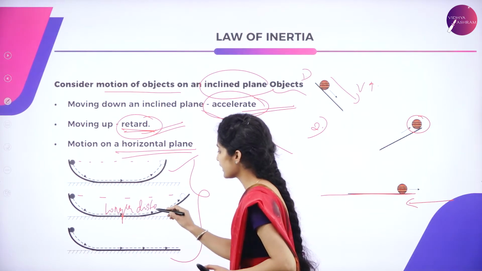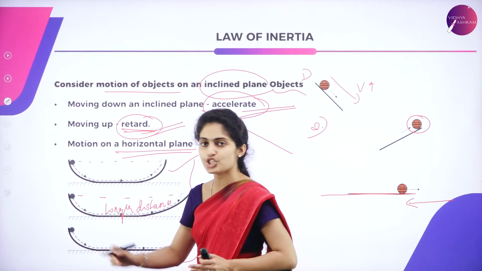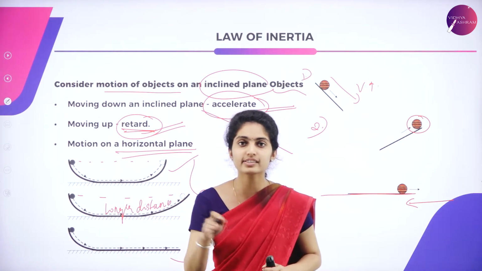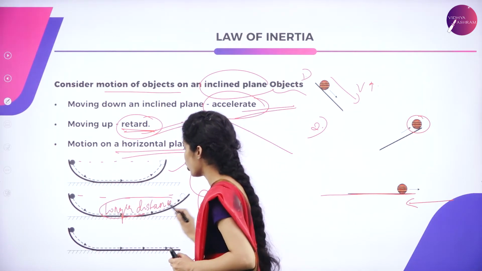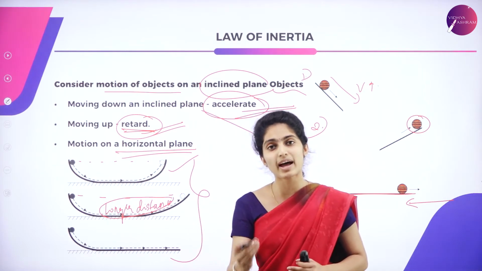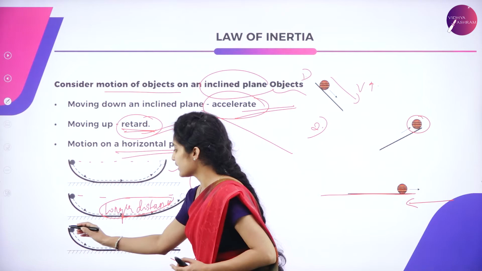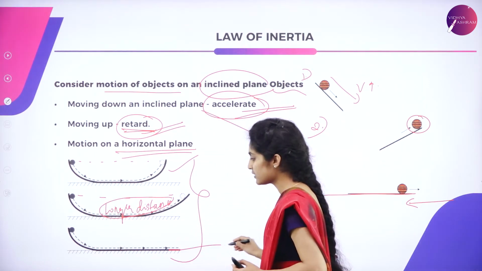In the second case, the object gained the same height as the initial height. The initial as well as the final position are both at the same height, but it covered a longer distance. It took a longer distance to reach the same height as the initial height. And in the third case, one side is inclined and the other side is just a plain surface.